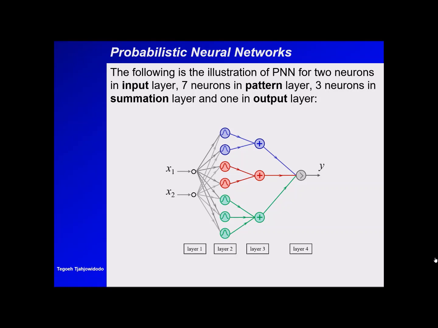This is a simple illustration of how the network normally looks for PNN. We always have 4 layers. We have the input layer as the first layer, and in this illustration I have 7 neurons in the second layer, which we also call the pattern layer. We have 3 neurons in the third layer, or summation layer, and we have an output of classification, which we call the output layer, of course.